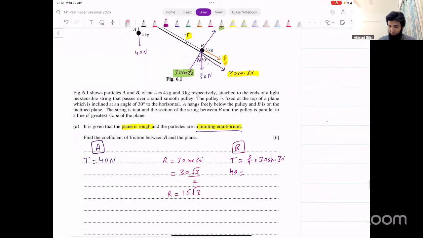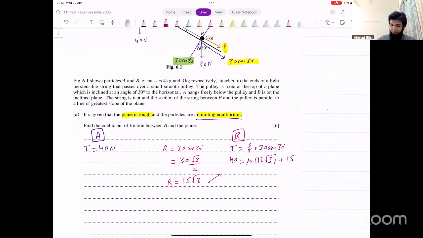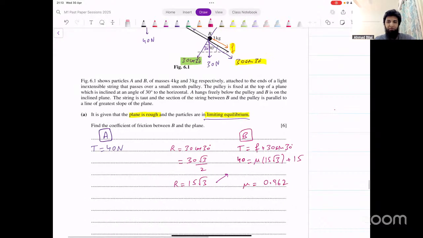Mu is what we have to find out. 40 equals mu into R, that is 15 root 3, plus 30 sine 30. Sine 30 is 0.5, so it becomes 15. And we can find the value of mu from this. That's 6 marks. Extremely straightforward. What's the final answer from this? The value for mu? 0.962. That's the final answer that we get. This is 0.962, the coefficient of friction.